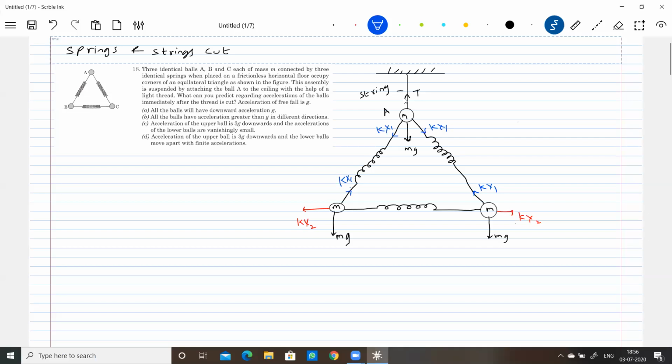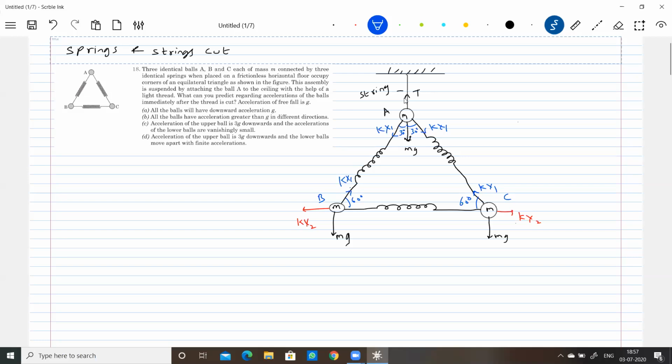What is the question telling? Connected by three identical springs, when placed on a frictionless horizontal floor, occupy corners of an equilateral triangle as shown in the figure. This assembly is suspended. Now, what should I write for the angle between AB and BC? It should be 60 degrees. The way the question is asked, based on that I'm writing it. So you should not blame me. This will be 30 degrees. Why am I drawing like this? Because of the information given in the question itself, I assumed that and I'm showing it.